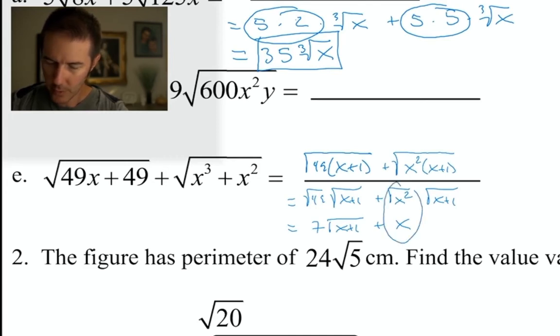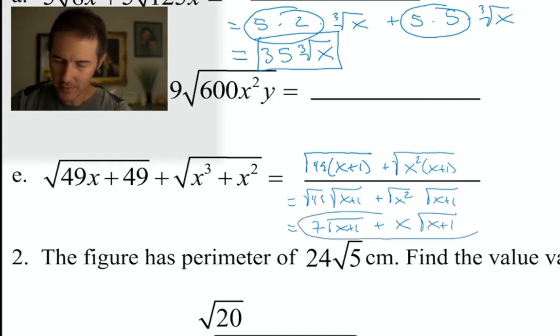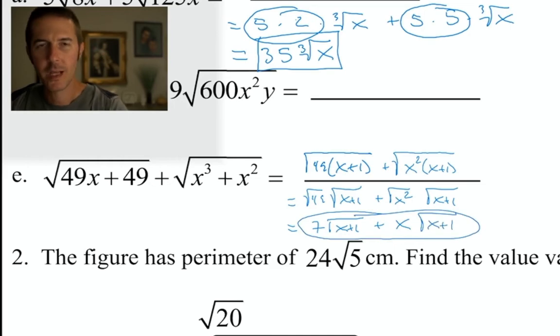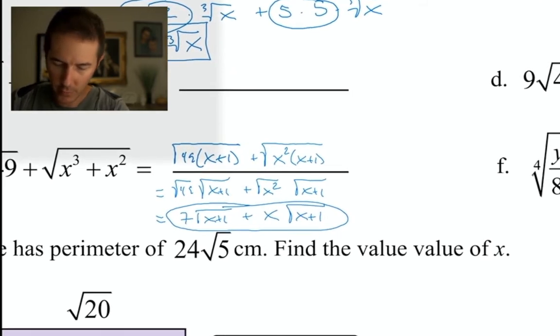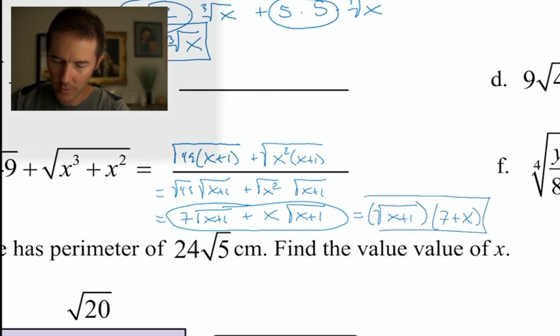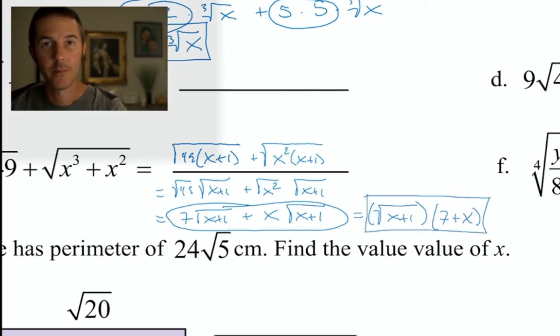So the square root of x squared was just x, and then we're stuck with the square root of x plus 1. And then really, inside of this expression, we've got these two terms, and inside of each one of those two terms is a multiple of x plus 1. That constitutes a common factor. So I wouldn't hesitate to write my final answer as my common factor, square root of x plus 1, times my leftovers, 7 plus x. Factor that thing all the way. Nice job.